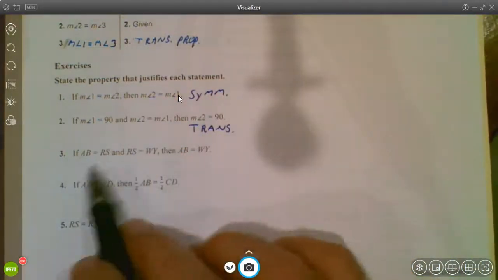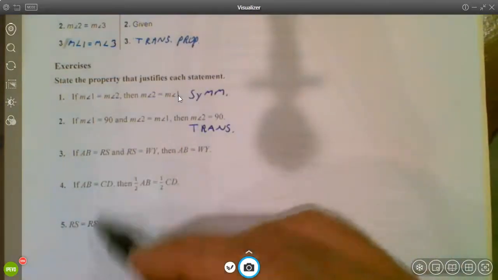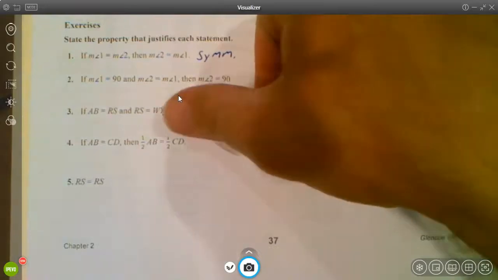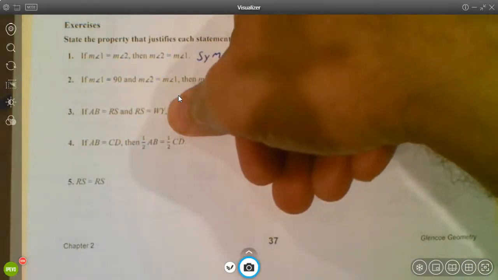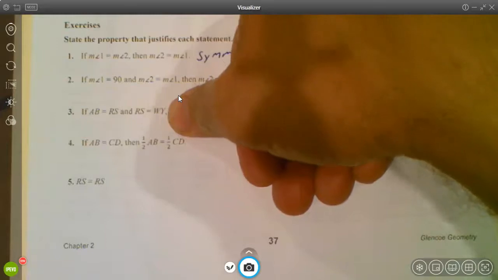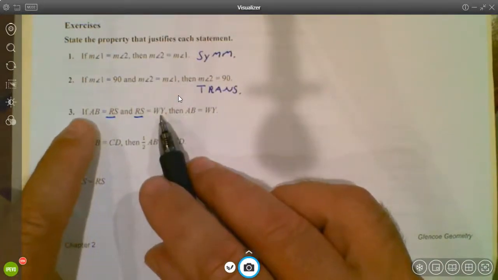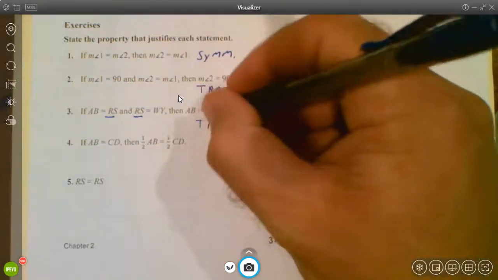Going on to this one. And again, you can always pause and try these last three on your own. We're just trying to figure out which of the three properties up above fits the description. So if AB is RS and RS is WY, then again, what's the conclusion we should be able to come up with? Because in a proof, this is what we'll see. So we need to be able to look at that and recognize that RS is being attached to both of those, therefore AB must equal WY, right? So that's the transitive property.